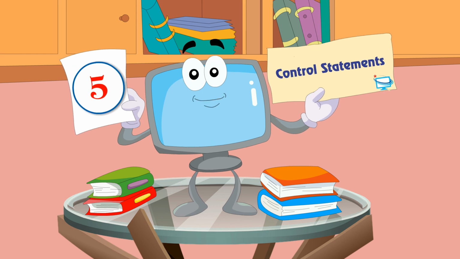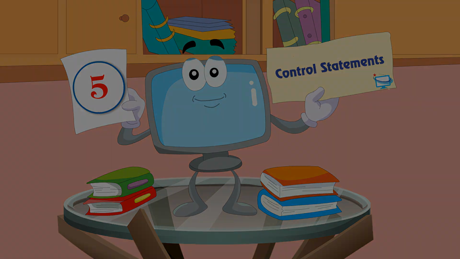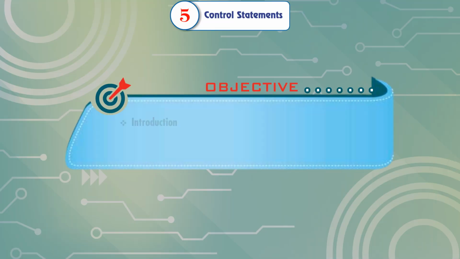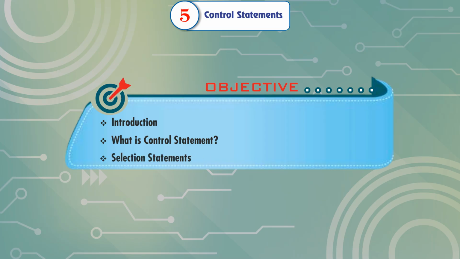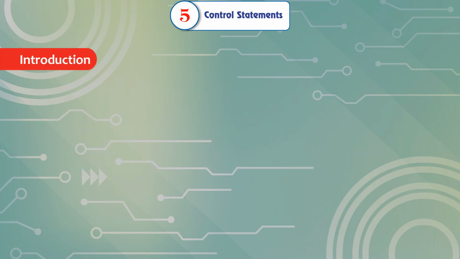Chapter 5. Control Statements. Objective. Introduction. What is control statement? Selection statements. Iteration statements.